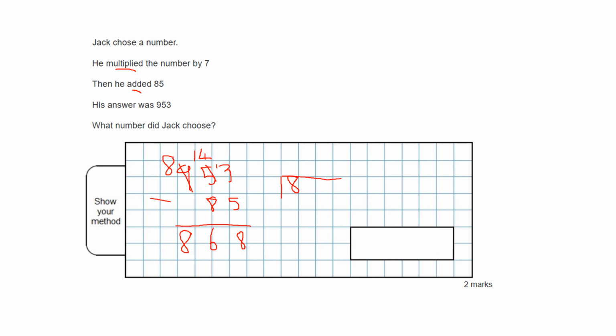So I've got 868 divided by 7. So 7 into 8 goes once, remainder 1. 7 into 16 goes twice, remainder 2. And 7 into 28, of course, goes 4 times. So his original number would be 124. Now, of course, if you've got time at the end of your test, you could go back and you could actually work that out. You could make sure that you are right.